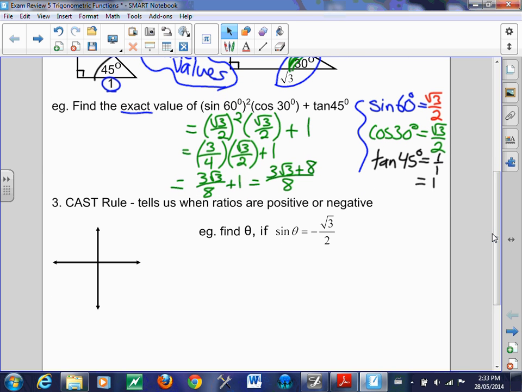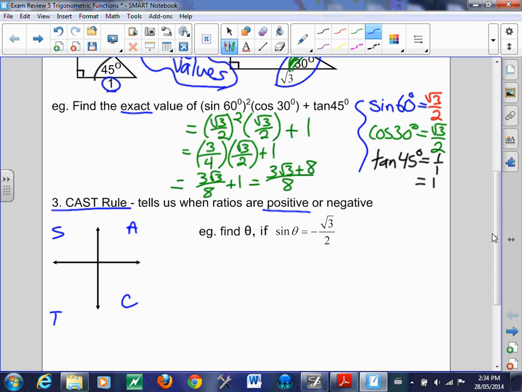All right. Next question, CAST rule. That would be another thing I'd write down as soon as I get my exam paper. Remember, CAST is C-A-S-T, and that tells us where the ratios are positive, and where they're not listed, they're going to be negative. A stands for all. C stands for when cosine's positive, S stands for sine's positive, and T stands for where tangent's positive. And remember that it's Q1, Q2, Q3, and Q4, meaning the quadrants.